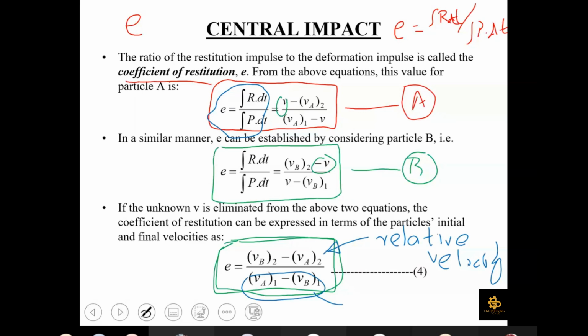So a collision is termed as perfectly elastic if the coefficient of restitution is equal to 1. That is, the restitution impulse is exactly equal to the deformation impulse. In other words, there isn't going to be any loss of energy during that collision.